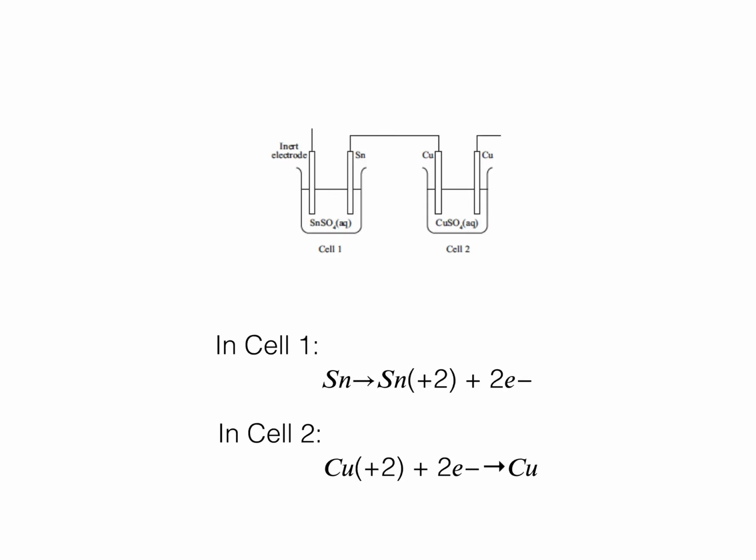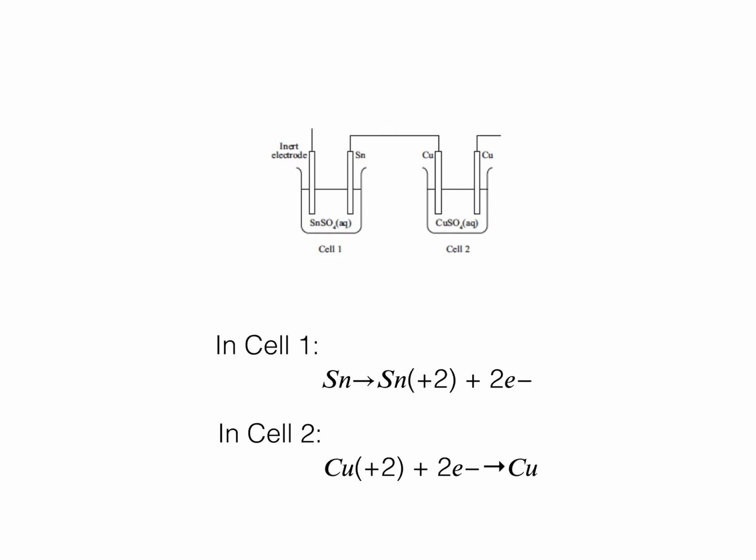And what the question is asking us is how much copper from the copper ions in cell 2 gets deposited on the electrode. So our task is to find the amount of copper in cell 2, so the second reaction on this slide.